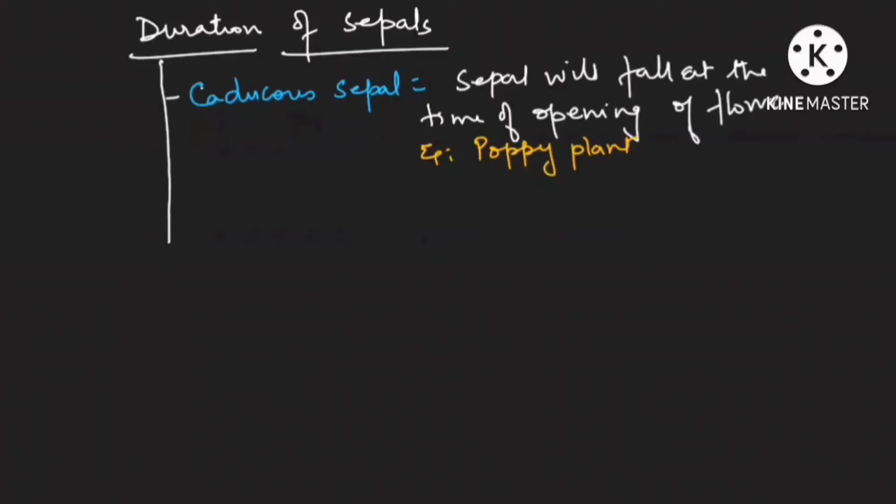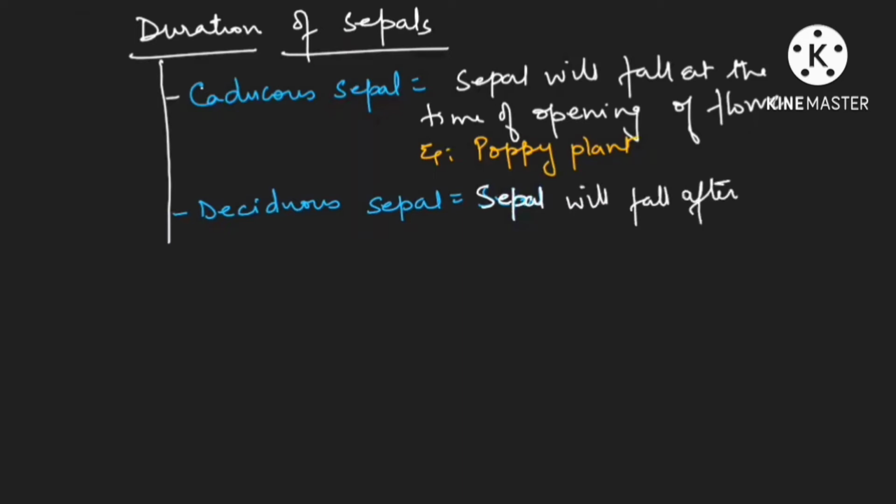But if the sepal falls after the pollination is done, then we say it is deciduous. Here the condition is that the sepal will fall after pollination is done. An example is your mustard.